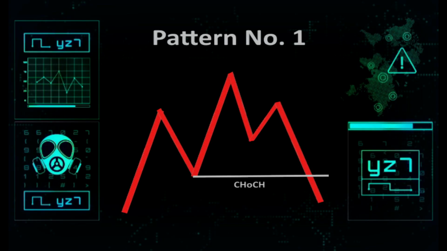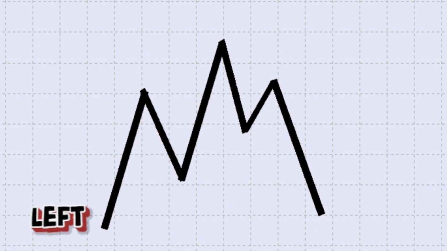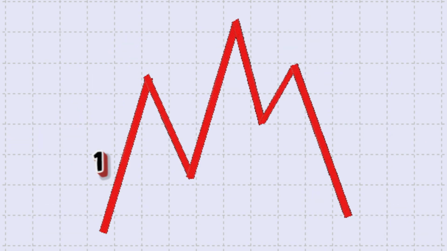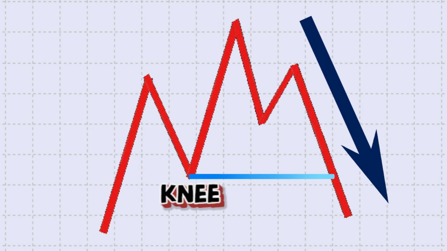Pattern number 1. Every pattern has 2 sides. In classical technical analysis, they are called the left and right legs. The left leg always consists of 3 parts: impulse, correction, impulse. The right leg should always go beyond the level of the knee of the left leg.